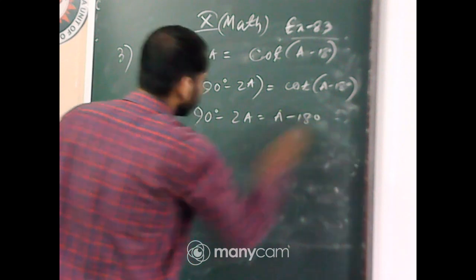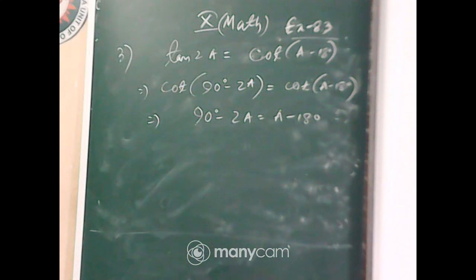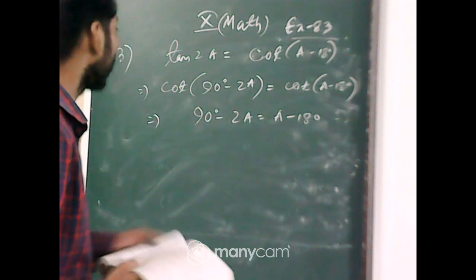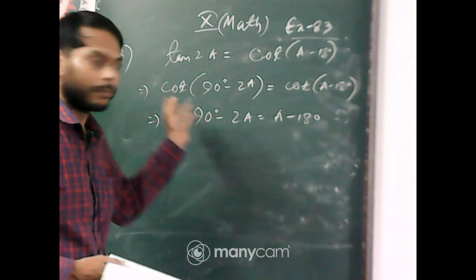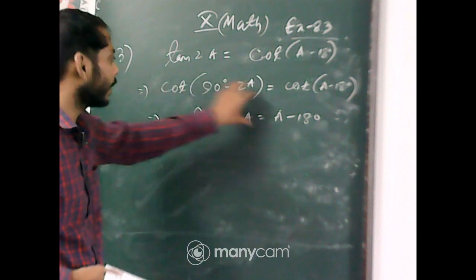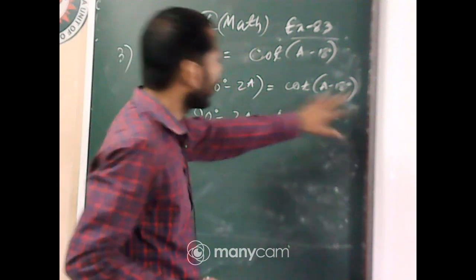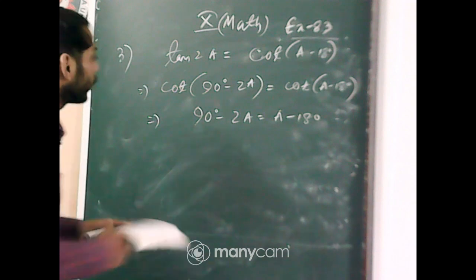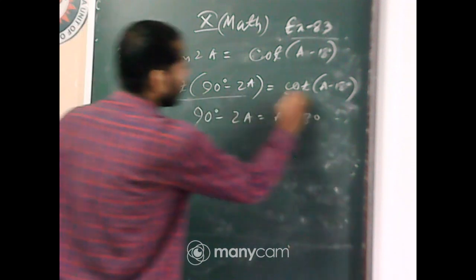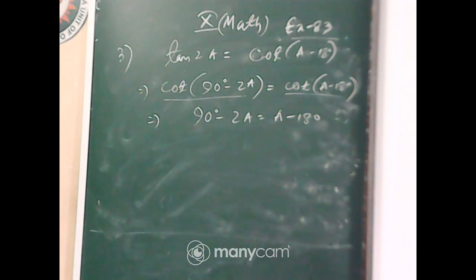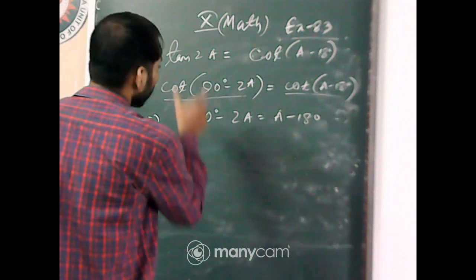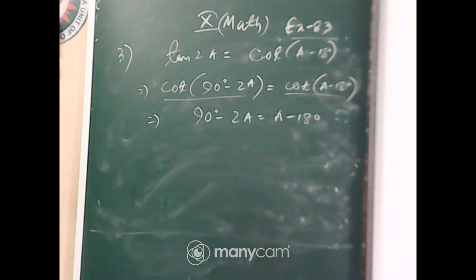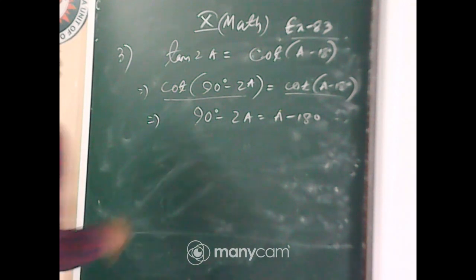From this equation we may write 90 degree minus 2a equals to a minus 18 degree. Here one important thing to say, that is you can't cancel out cot and cot from both sides. Okay, because it is not cot into 90 minus 2a and not cot into a minus 18 degree. It is the whole thing, and this is the whole thing. So you can't cancel out cot from both sides. This is an equation, and a solution of this equation is 90 degree minus 2a equals to a minus 18 degree.